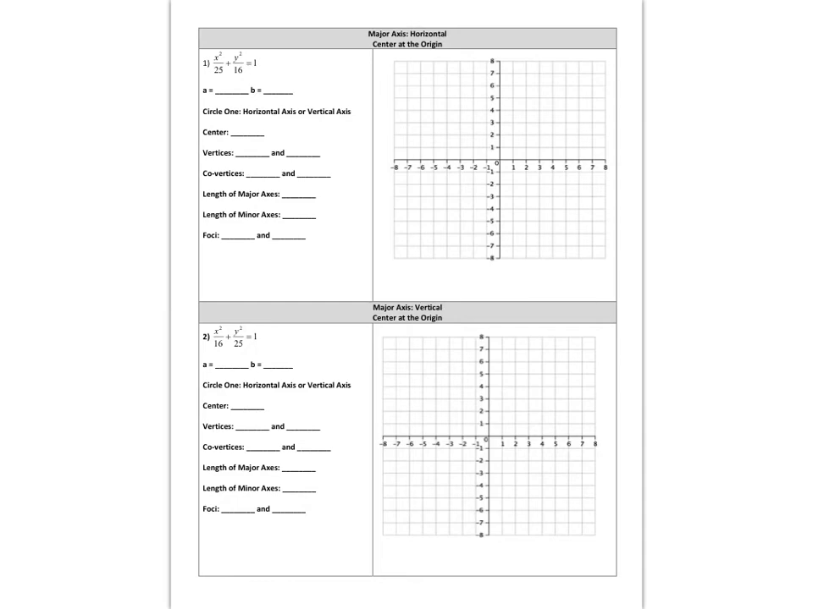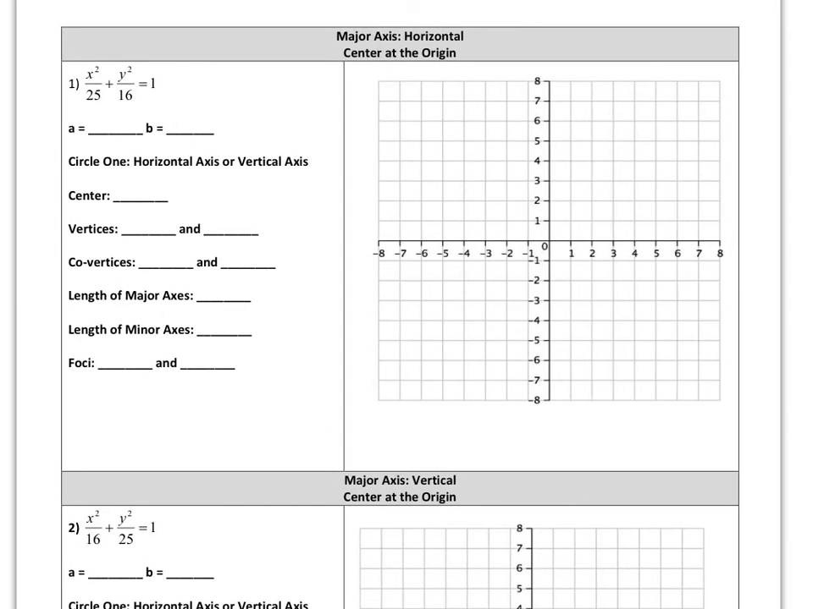Alright, let's move on to the second page now. The first thing we're going to do with this problem is analyze it. The square root of the bigger number is always a, so the square root of 25 is 5, and the square root of 16 is 4. So we have our a and our b. Now, how do we tell if it's a horizontal axis or a vertical axis? It's horizontal if the first number is bigger than the second, which it is, so therefore it's horizontal. Since I have x squared and y squared, my center is at 0, 0.